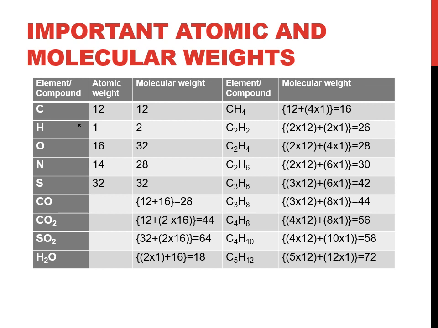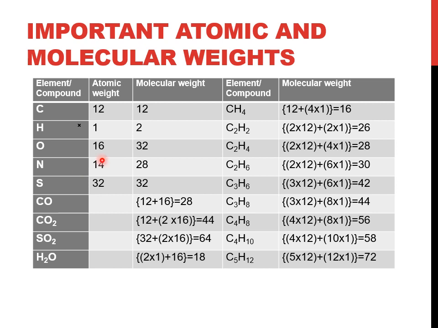Now let us understand some important atomic and molecular weights. Carbon, its atomic weight is 12 and so is its molecular weight. Hydrogen, it is 1, but when we talk about the hydrogen molecule, it has 2 atoms of hydrogen coming together. It is a diatomic molecule, so its molecular weight is 2. Oxygen, atomic weight 16. This is also a diatomic molecule, so its molecular weight is 16 into 2, that is 32.